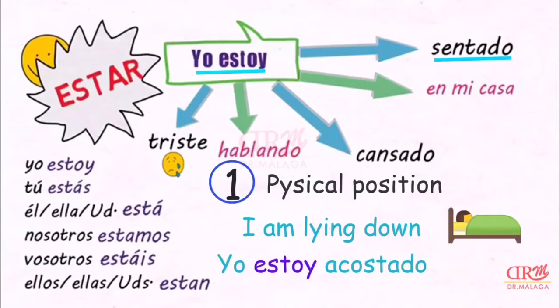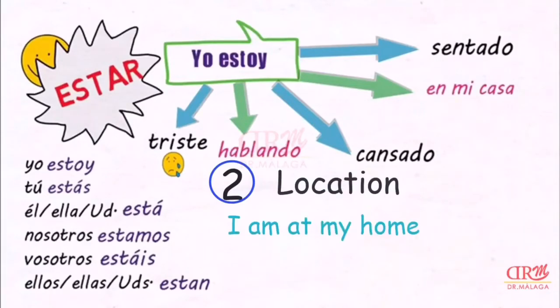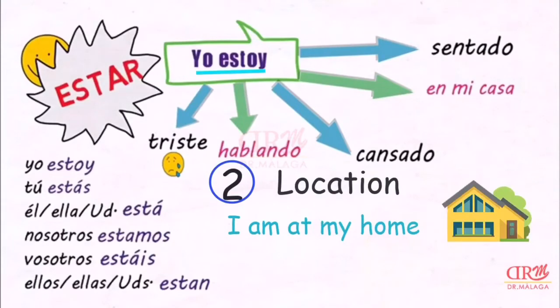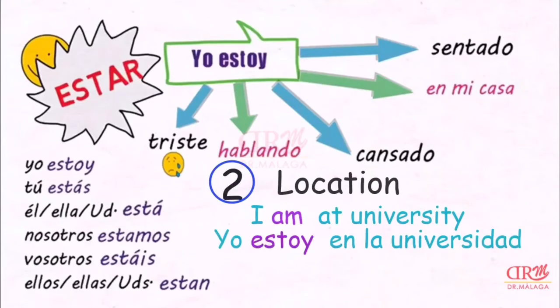The second condition is when you want to talk about your location. For example, you want to say I am at my home, so you'll say yo estoy en mi casa. I am at my home. Or you want to talk about your location at university. You want to say I am at university, so you will say yo estoy en la universidad.